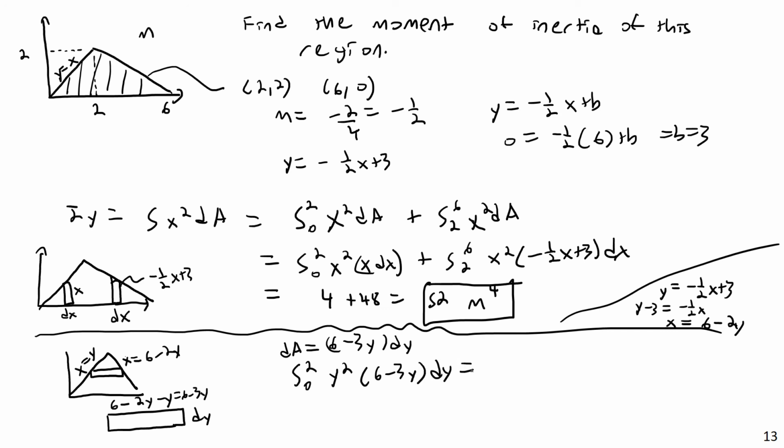And if I throw that into my calculator, that would be y squared times 6 minus 3y, then y, 0, 2. And I get a moment of inertia about the x-axis here of exactly 4 meters to the 4th power. And that would be my final result there.